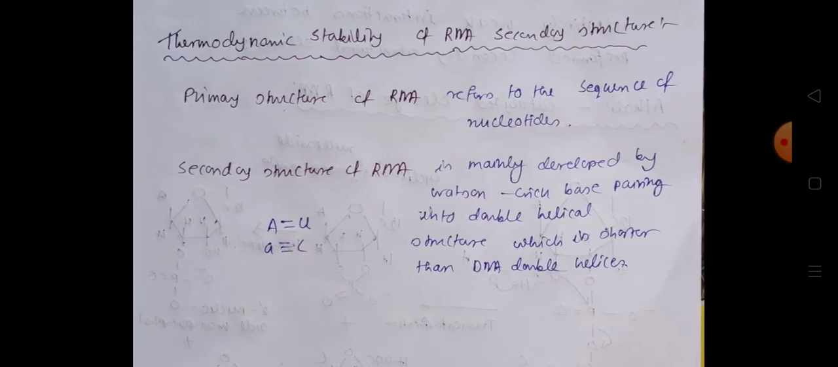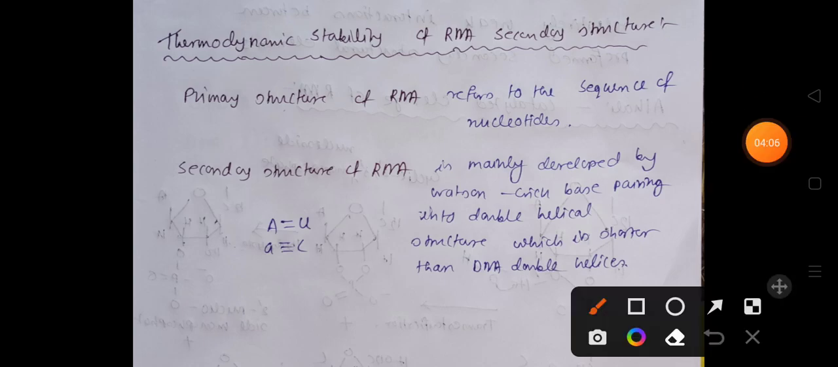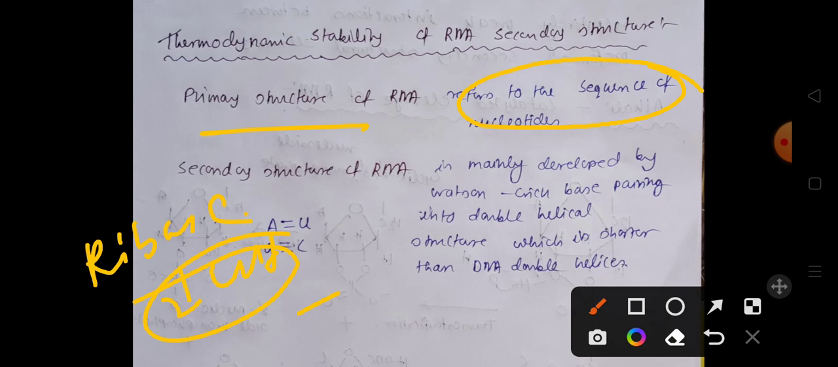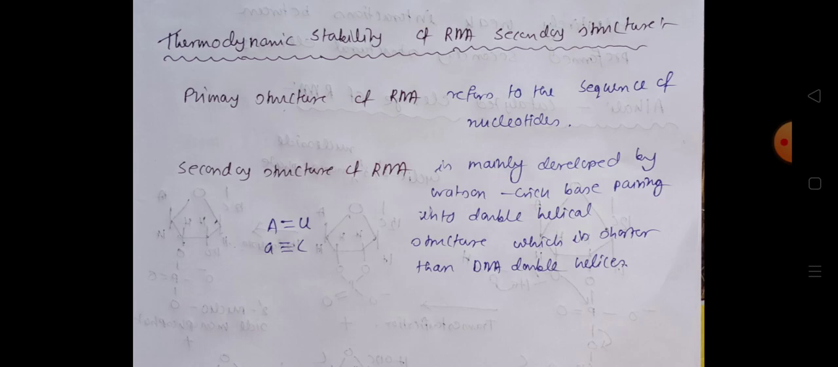Now let's move on to the thermodynamic stability of RNA secondary structure. Before that, just like DNA, the primary structure of RNA is nothing but the sequence of the nucleotides. But remember one thing, here the ribose has a 2' OH group, which was not present in the case of DNA. That's why we call that type of sugar deoxyribose, but here we call it ribose, right? So that's the idea, and that is a very significant difference between DNA and RNA. We will learn about it in details in the later part of this video.